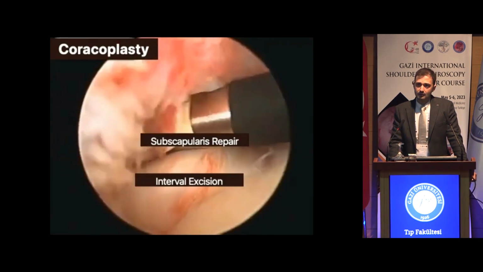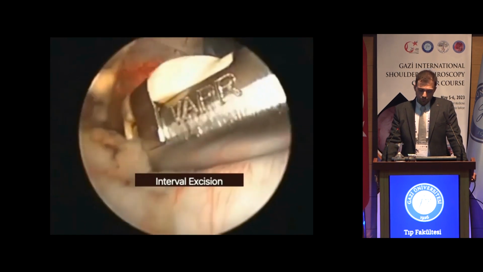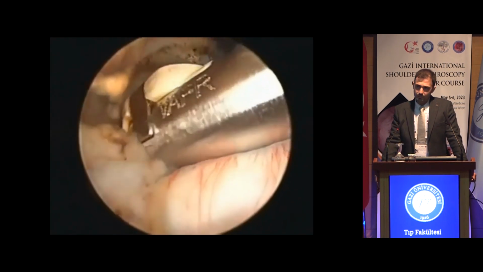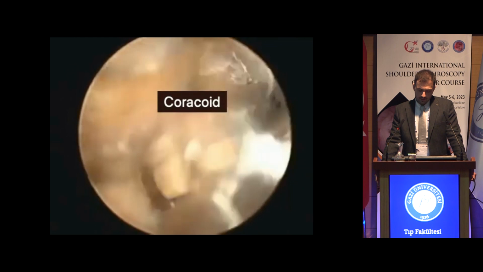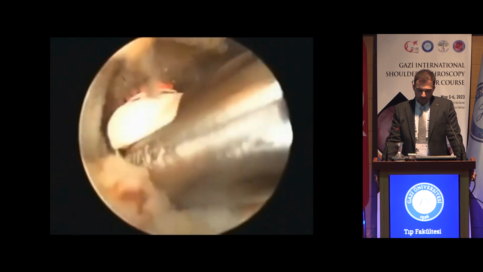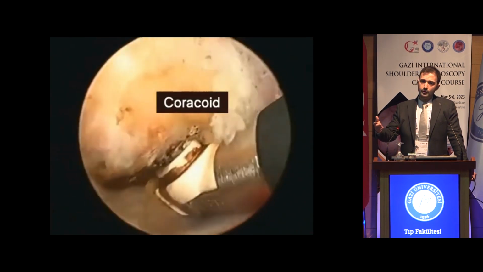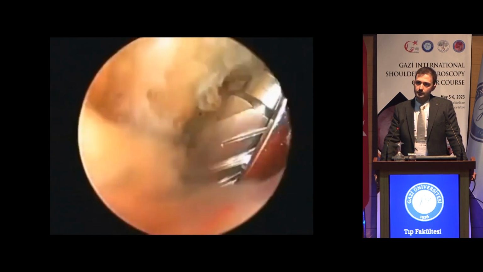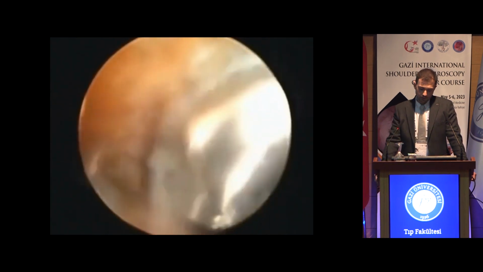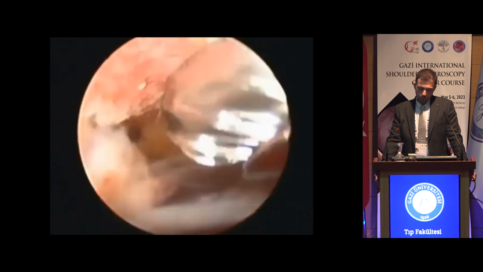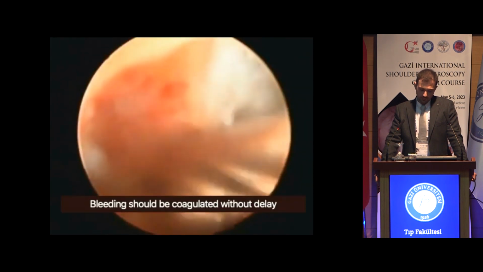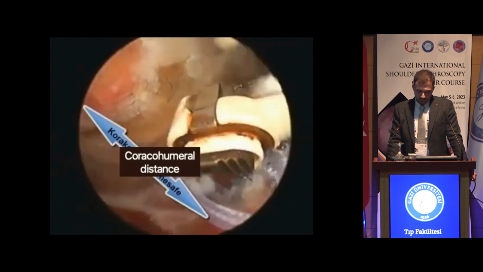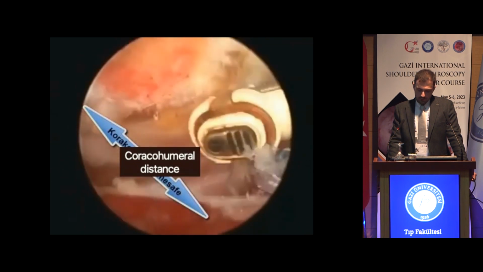Coracoplasty, as I said, is now a debated topic. Routine coracoplasty is now not being recommended as the mechanical etiology is being questioned. But if there is a coracoid osteophyte, you can reach the coracoid by excising the interval, and you can remove about 1 centimeter of bone with a motorized burr, and you can increase the coracohumeral distance.